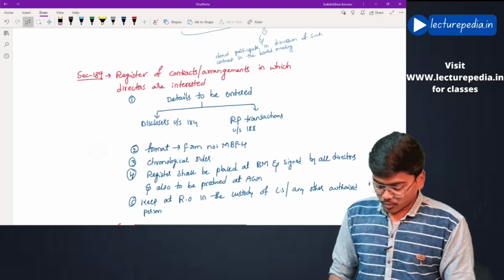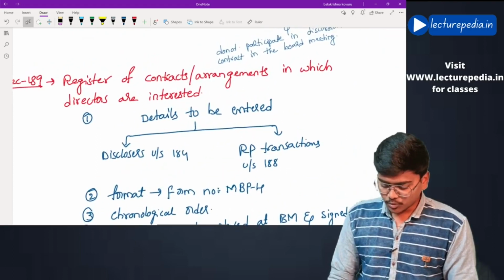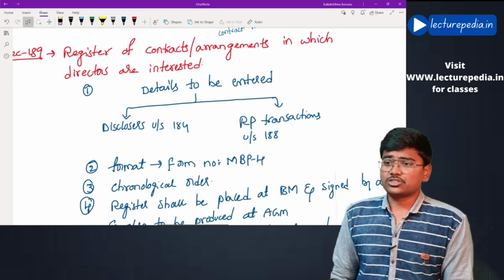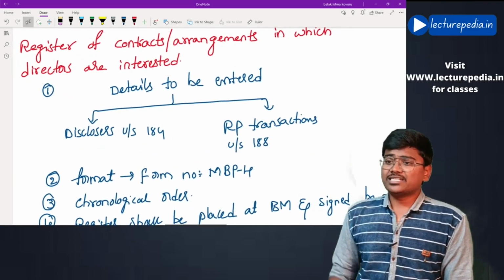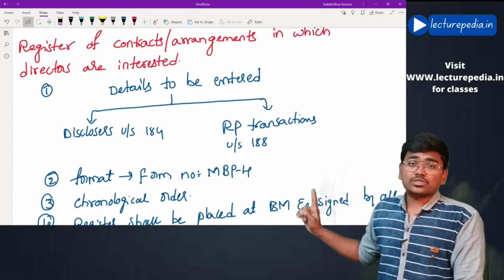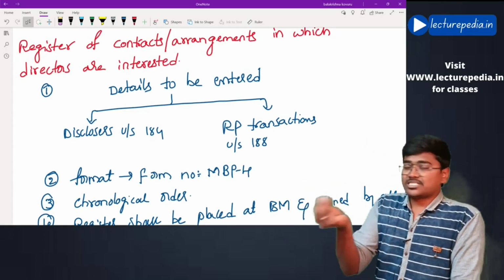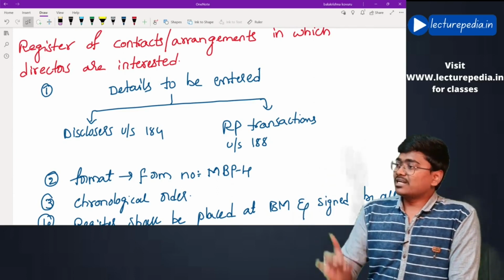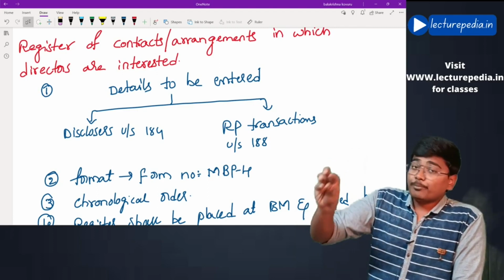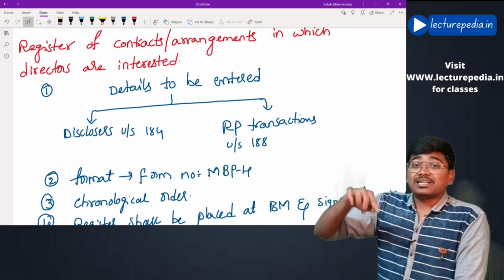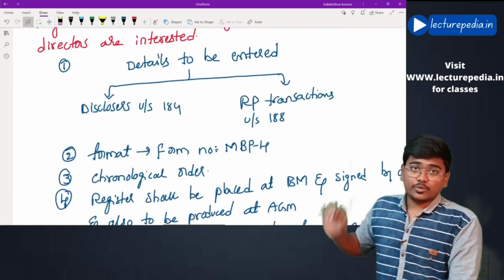Moving to section number 189, which deals with the register of contracts and arrangements that the company has to maintain. Basically, details to be entered into this register are 2 types of details. First one is disclosures under section 184. Under section 184, the director will disclose his interest to the company. Once the interest is disclosed to the company, the company has to make a note of these disclosures in the register maintained by it under section 189.